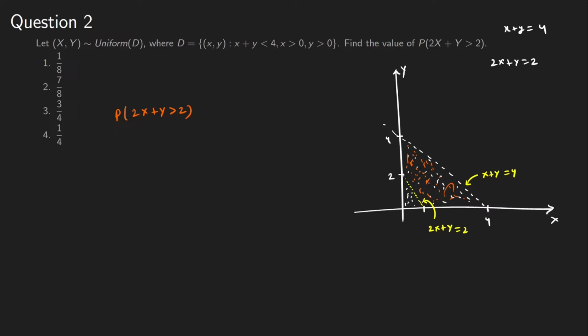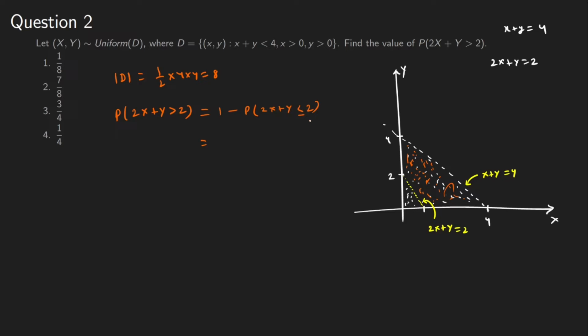Okay, in this case the area of the full support D is equal to half times 4 times 4, that is 8. And if we calculate the area of this required region, then we will be able to calculate this probability. But what we can do is write this probability in terms of its complement, 2x plus y less than 2.